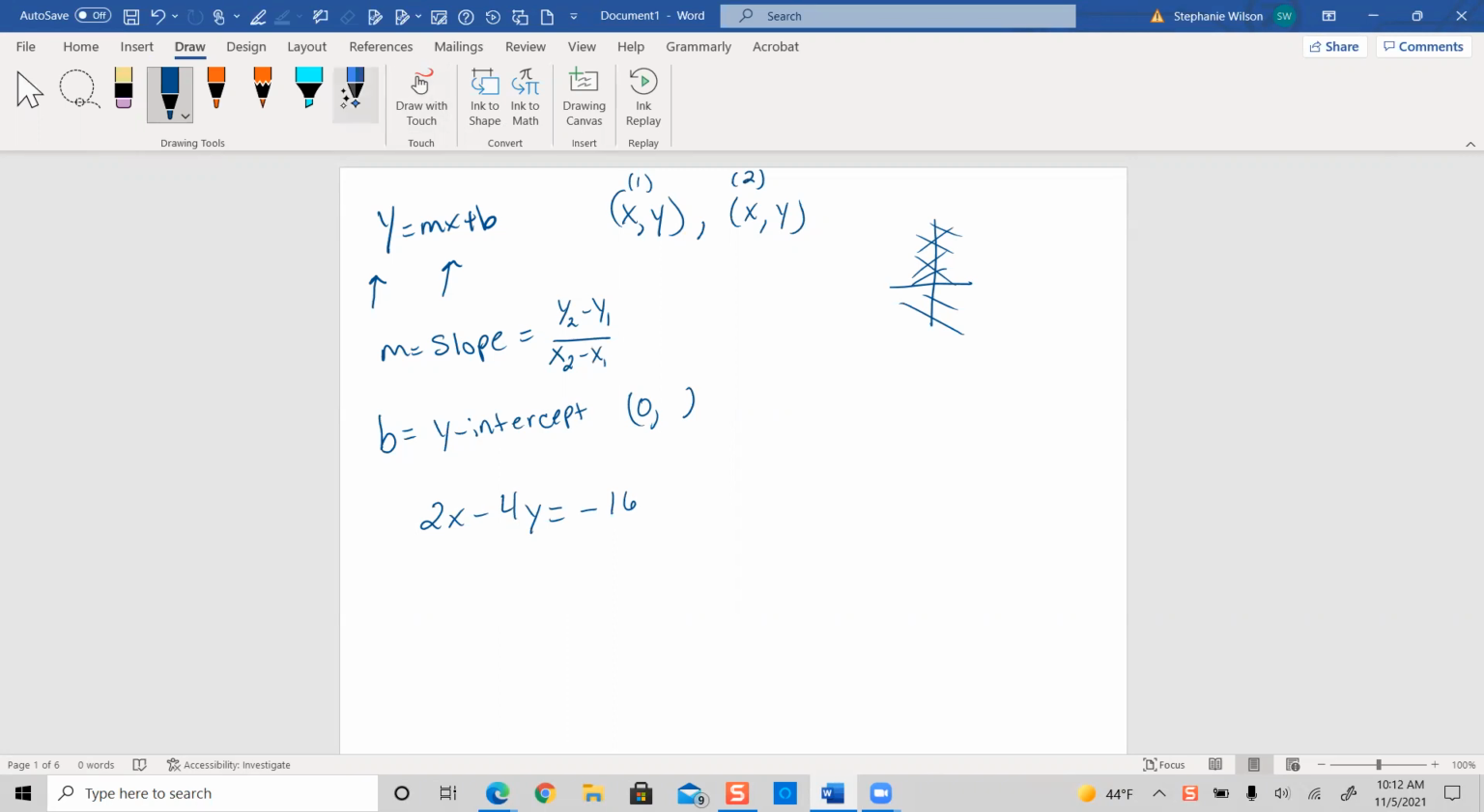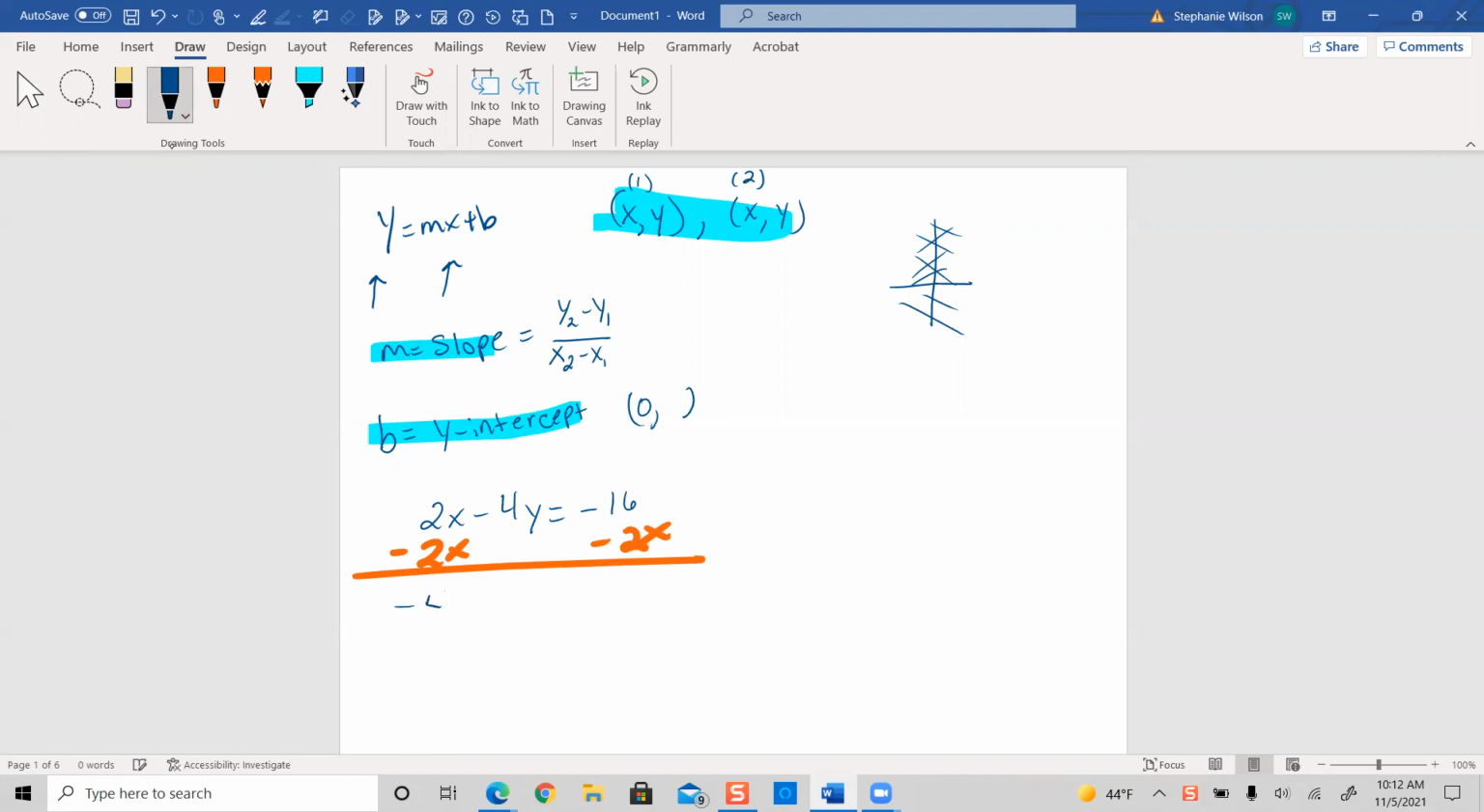Because all we need to graph it, again, is two ordered pairs, right? We can graph the line. However, if we know the slope and the y-intercept, then we can graph the line as well. So let's solve for this. What I need is my y to be by itself with a positive 1 coefficient, so I've got to do some work. I'm going to subtract the 2x from both sides.